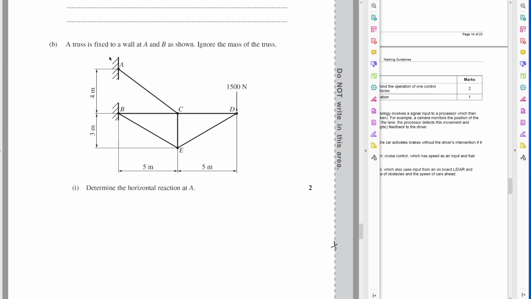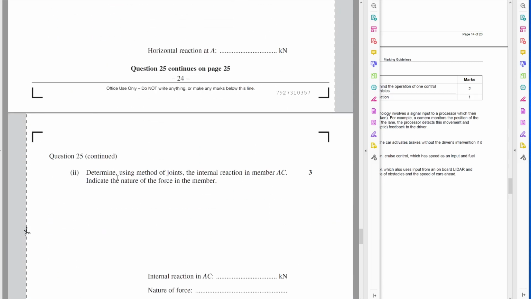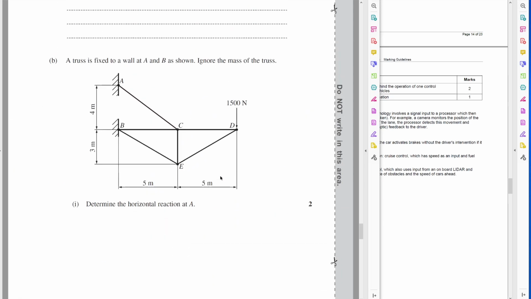First of all, I don't like that it's 2 fixed reactions. I don't think that they should have had 2 fixed reactions, but I understand that the reason why they did that is they maybe didn't want to confuse people and they were trying to help you. The same thing where they say that they want you to solve this using the method of joints. Again, I think they were trying to help you.